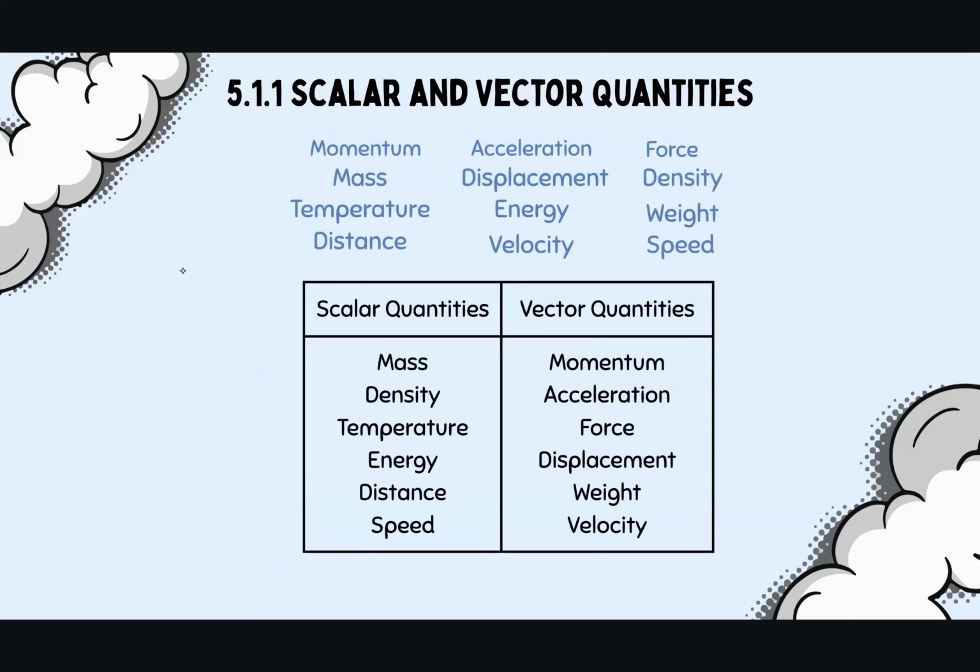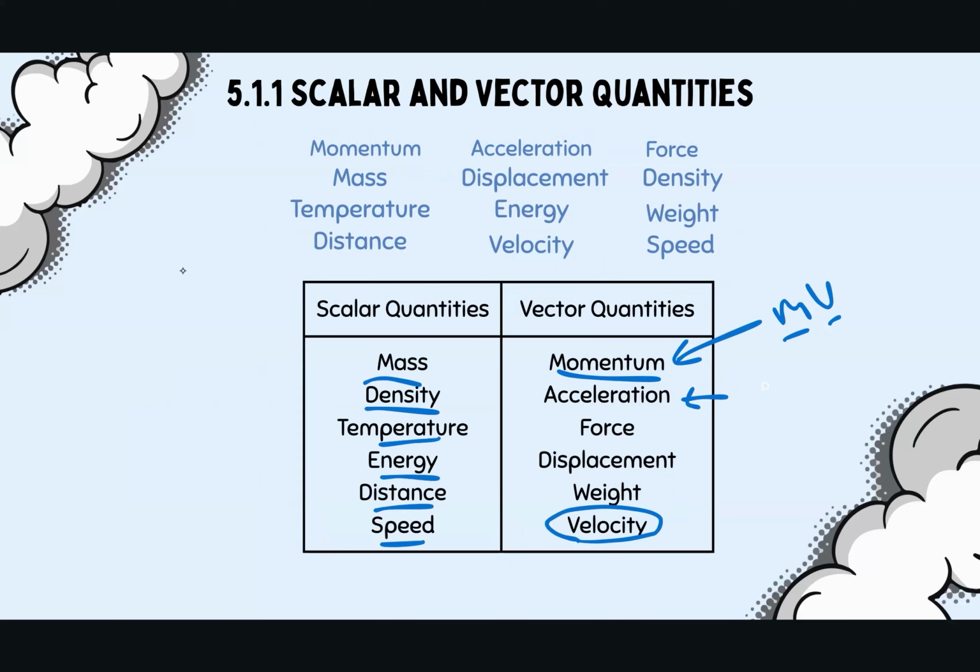So here's some examples. This comes in foundation, but we should still be aware of everything. Mass, density, temperature, energy, distance, speed, these are all scalar quantities. Now, what I want to very quickly look at here is momentum. Momentum is mass times velocity. Mass is scalar, but velocity is a vector quantity. So automatically, momentum is a vector quantity.